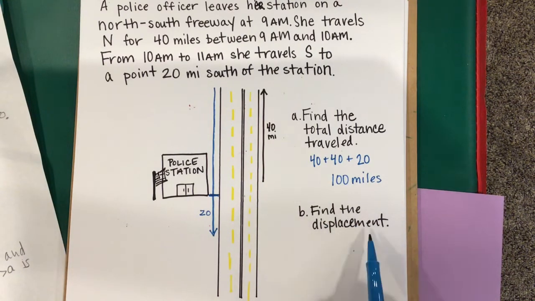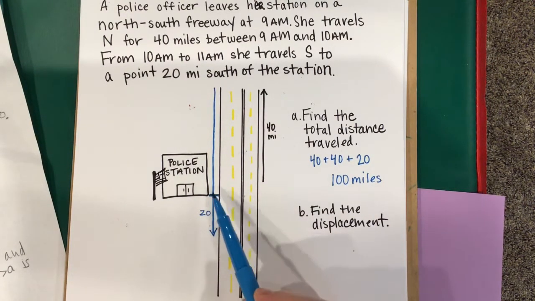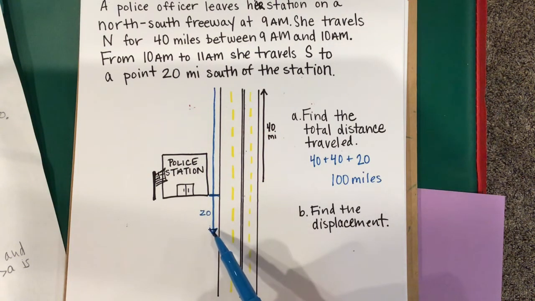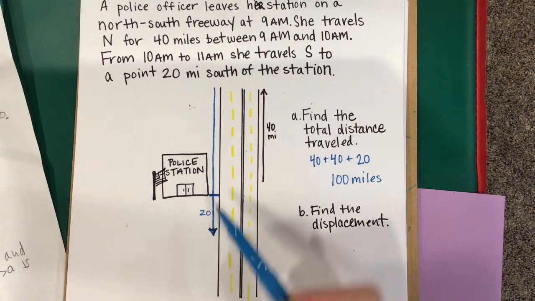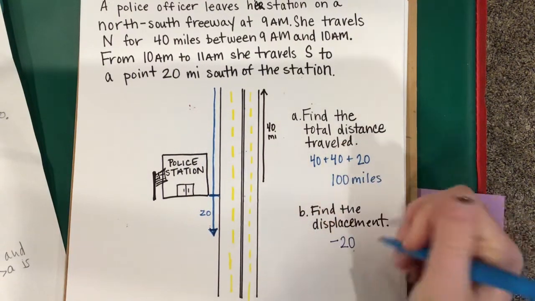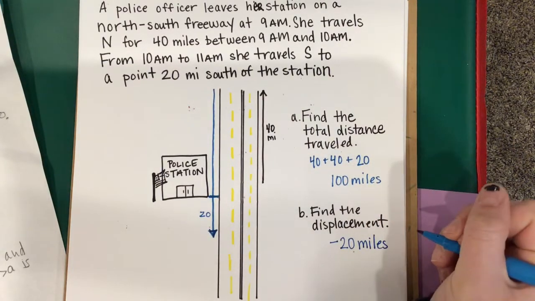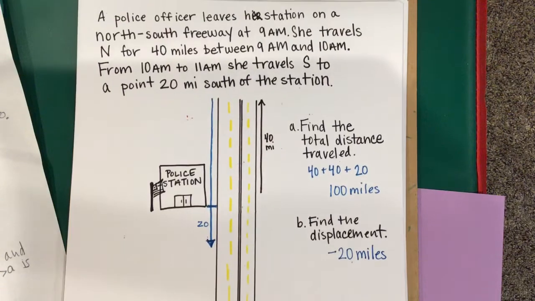Now, if we're looking for our displacement, it is the difference between where she started and where she ended. So she started at the police station, but then she would have ended 20 miles south of the station. And because it's south, her displacement is negative 20 miles. So I hope this helps you really see the difference between your distance and your displacement. We're going to look at a more complicated problem now.